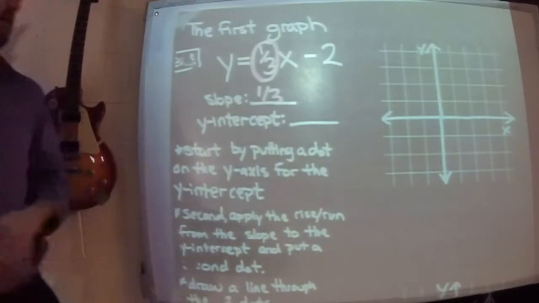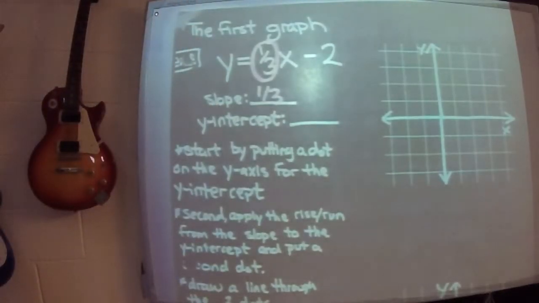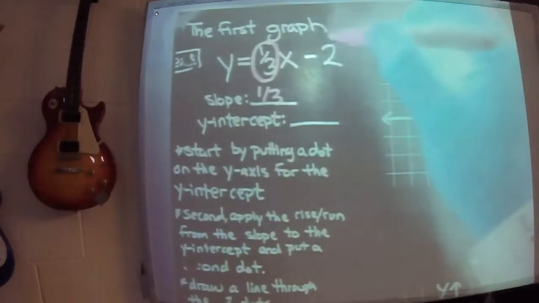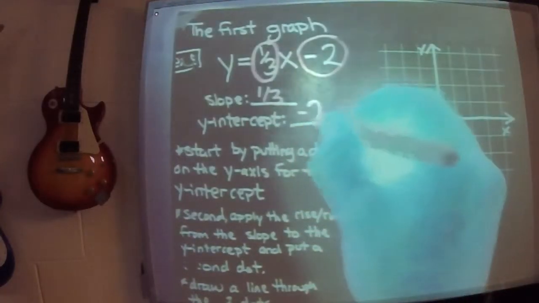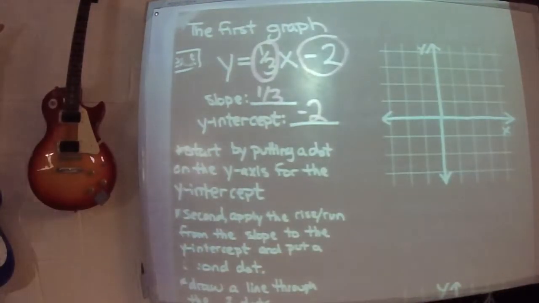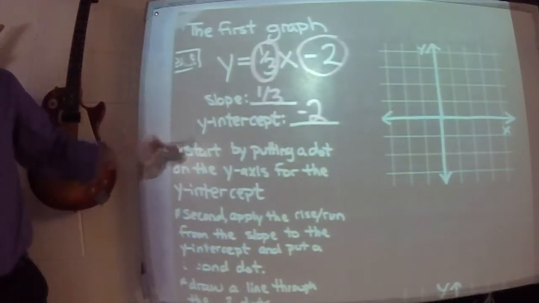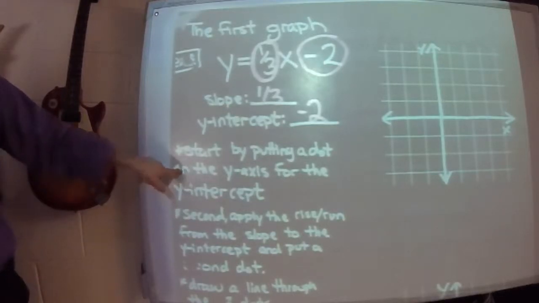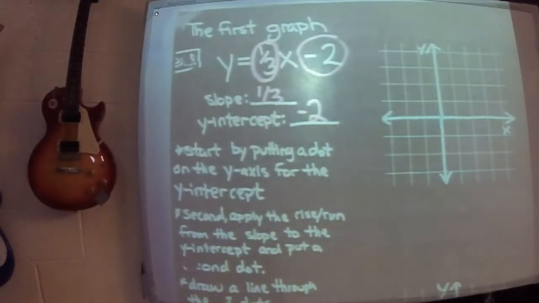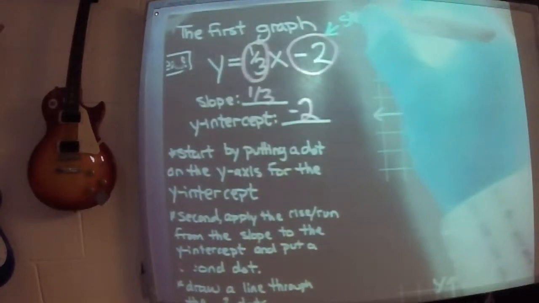1/3. The y-intercept is -2. It is not positive 2, it's negative 2. And now we're going to try to graph this. If you have the slope and the y-intercept, you should be able to graph it. Start by putting a dot on the y-axis for the y-intercept. So right here, this is the starting point.